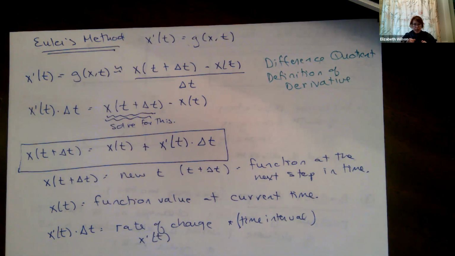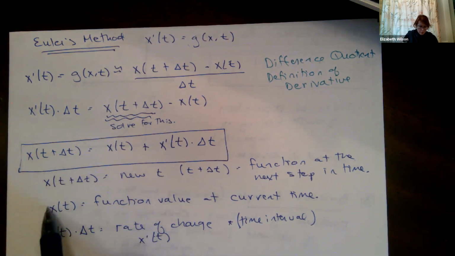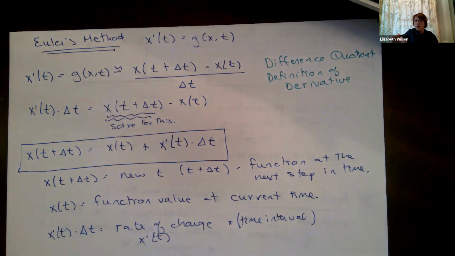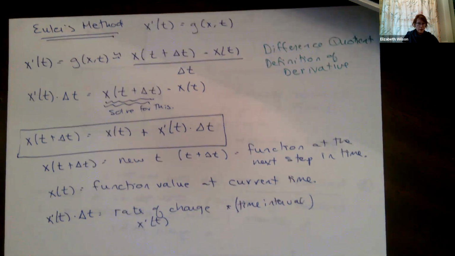So I'm currently at 10. I'm going to increase 5 meters in 1 second. I want to look at what my position is in the next 1 second. I'm going to go 10 plus 5. I'm at 15. So we're using our current value and our rate of change times our delta t, adding these together to give us where we're going to be in the next time interval. So that's what all of these different pieces mean.